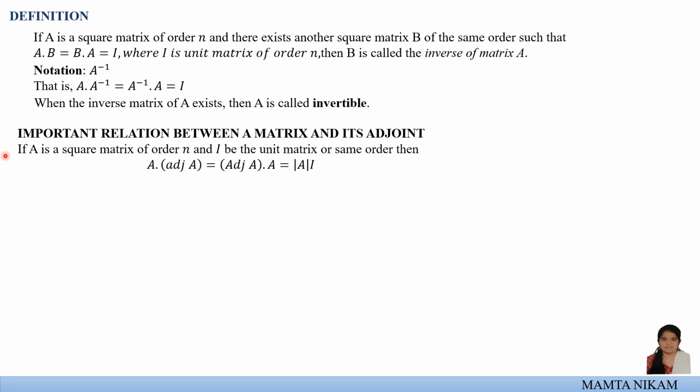Let's discuss an important relation between a matrix and its adjoint. Now, why are we discussing it here? Because it is necessary for us to define inverse matrix, or you can say to define a formula for inverse of a matrix. Okay. So, what does that relation say? The relation says if A is a square matrix of order n and I is a unit matrix of same order, then A into adjoint of A, or you can say adjoint of A into A, is equal to determinant of A into I.